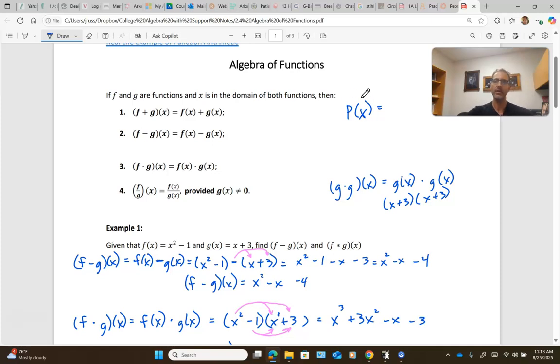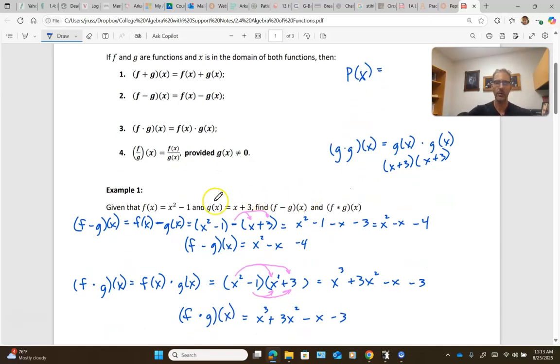So that's what we're going to look at in the next video. When we do some arithmetic with two functions, we get this new function. And so what is the domain of that new function going to be? Can we just plug any number into it, or are there certain numbers we have to exclude? Okay.